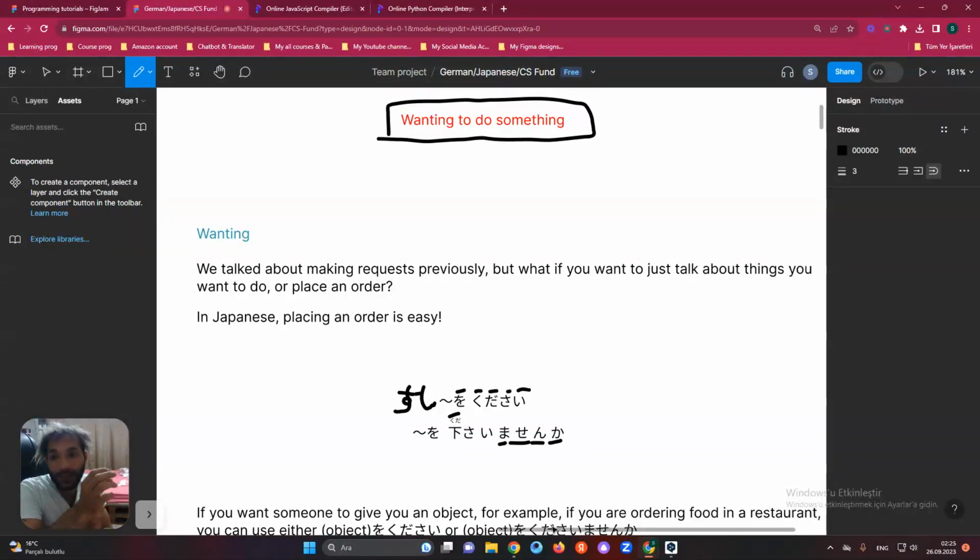Just don't forget about kudasai, kudasaimasenka, tai, and tai masenka or tai desu. I think tai desu is better. So tai konakatta or tai katta, just don't forget these things, okay?